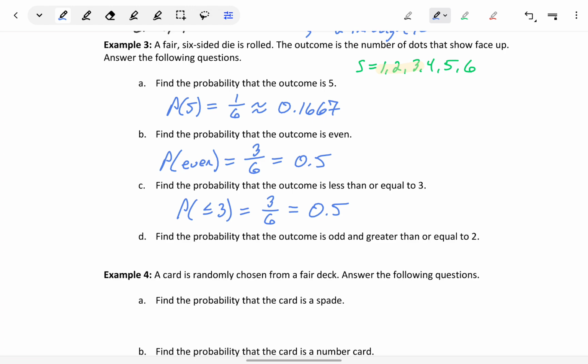Then in part D, we want to find the probability that the outcome is odd and greater than or equal to 2. Looking back at our sample space, 3 is an odd number that's greater than or equal to 2. So is 5, meaning we have 2 ways to get a success from this condition out of 6 total possibilities for a probability of approximately 0.3333.